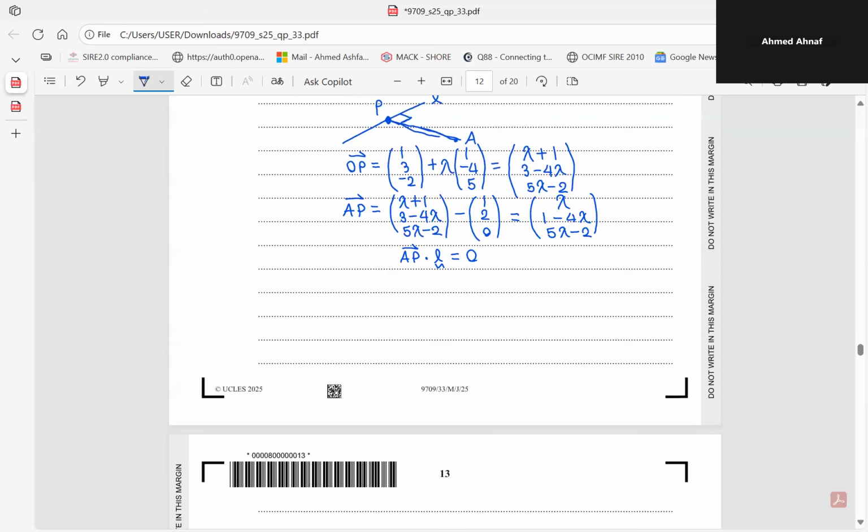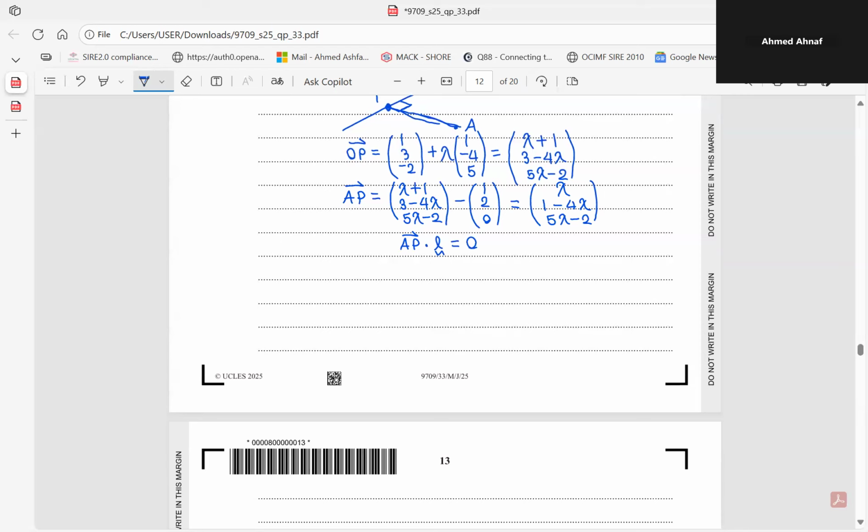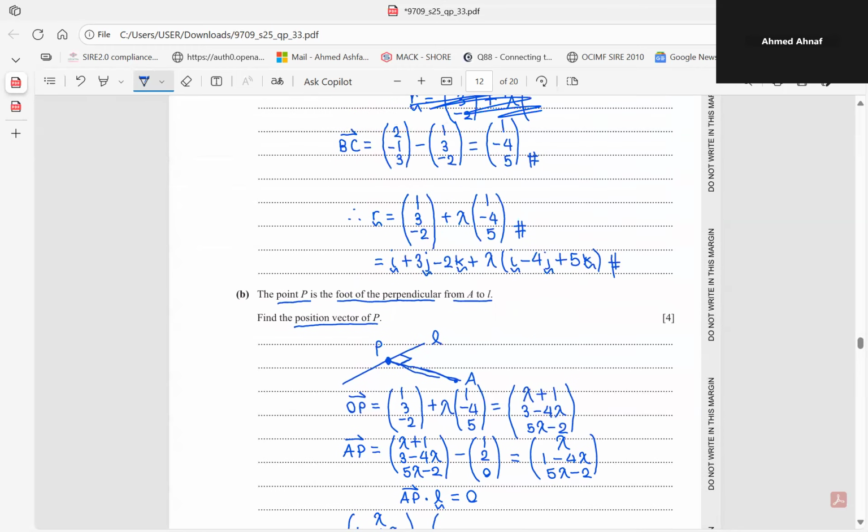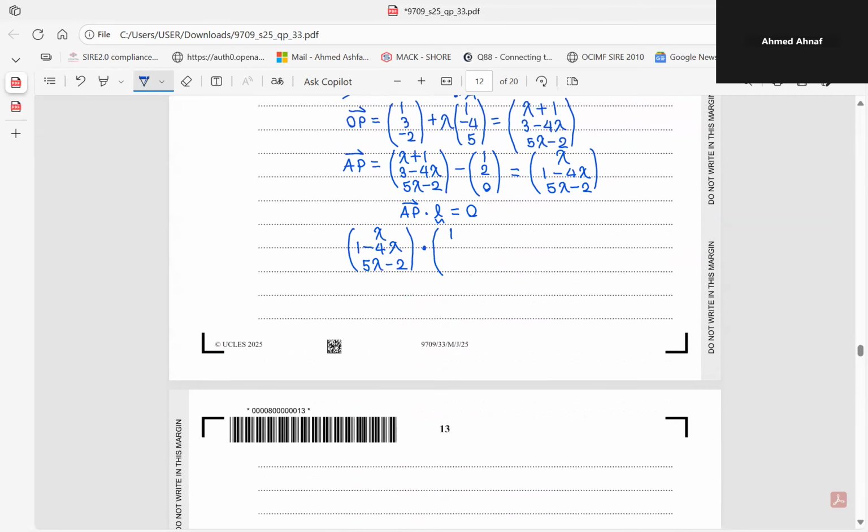Okay, now, so let's find our dot product. So (lambda, 1 minus 4 lambda, 5 lambda minus 2) dotted with L. So L is (1, minus 4, 5), is equal to 0. Lambda times 1 is lambda, minus 4 times 1, that's minus 4. And minus 4 times minus 4 lambda, that's plus 16 lambda. Plus 5 times 5 lambda, that's 25 lambda.